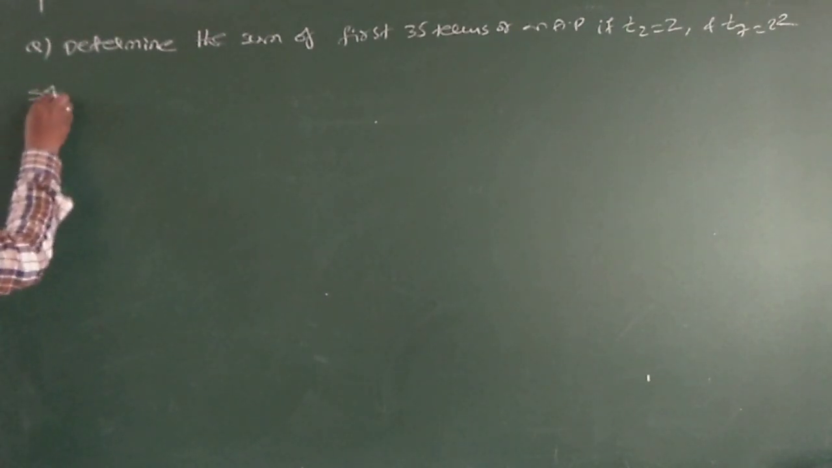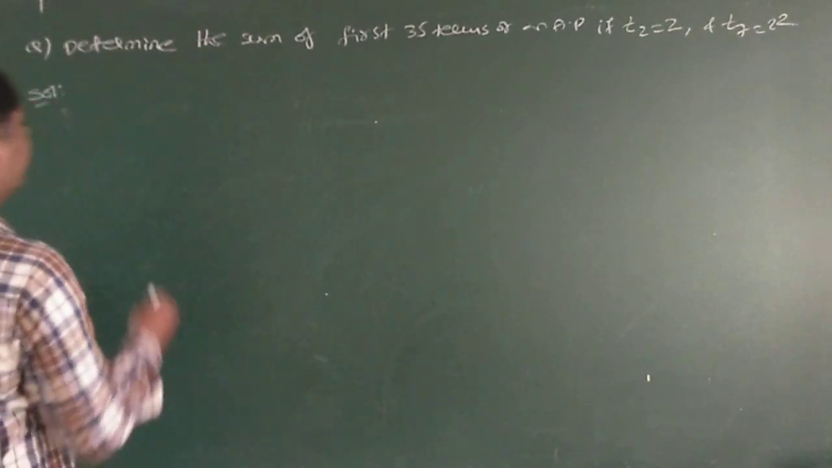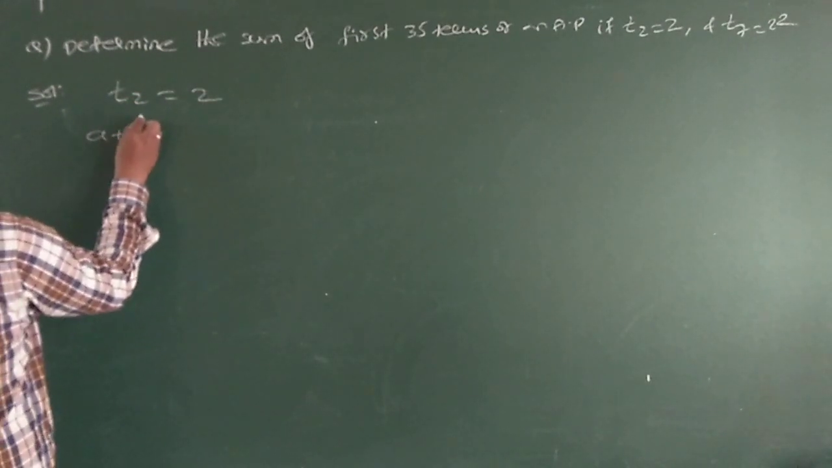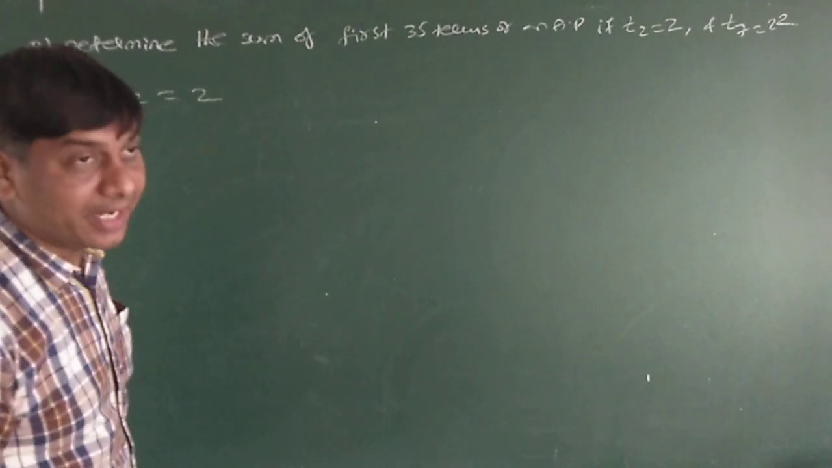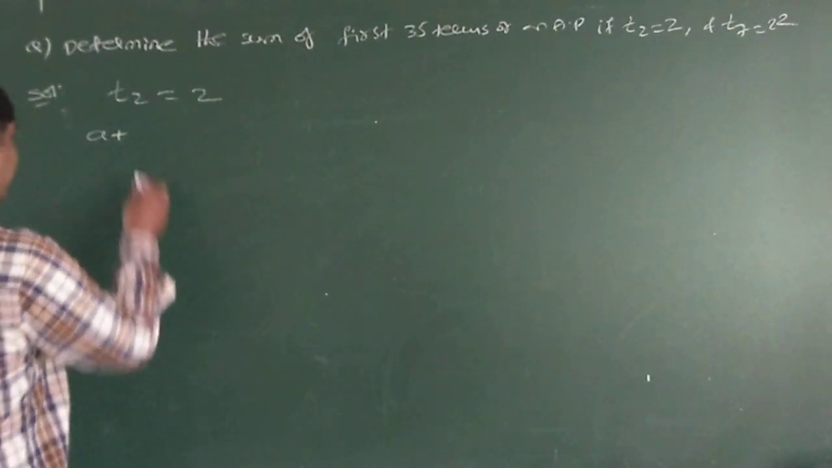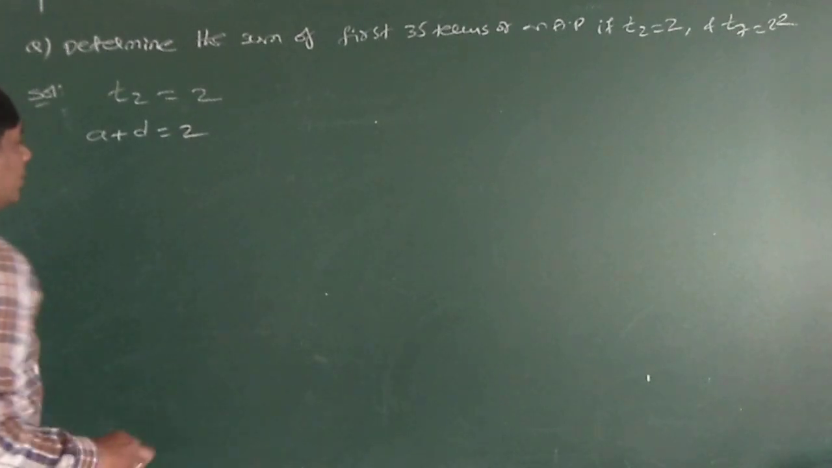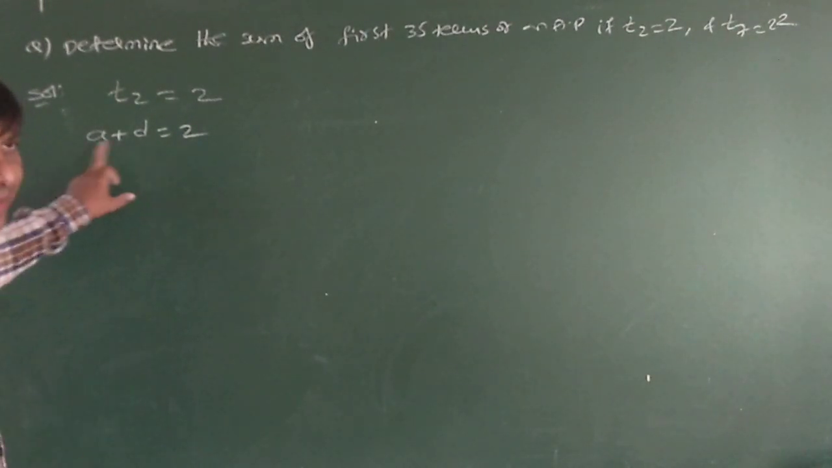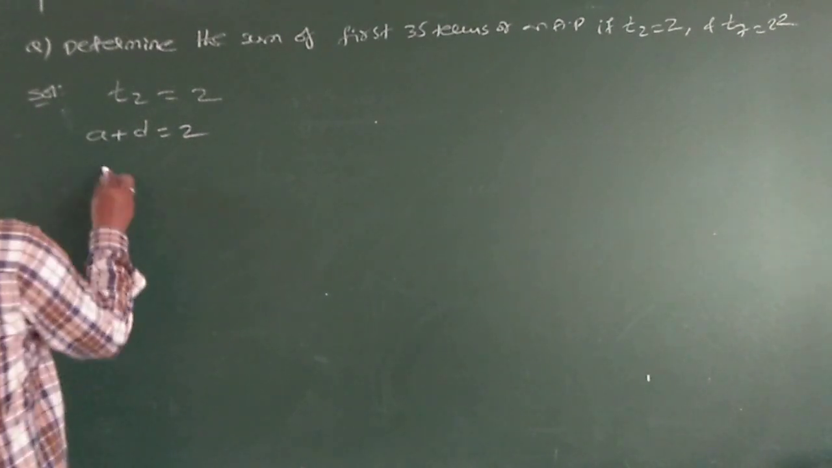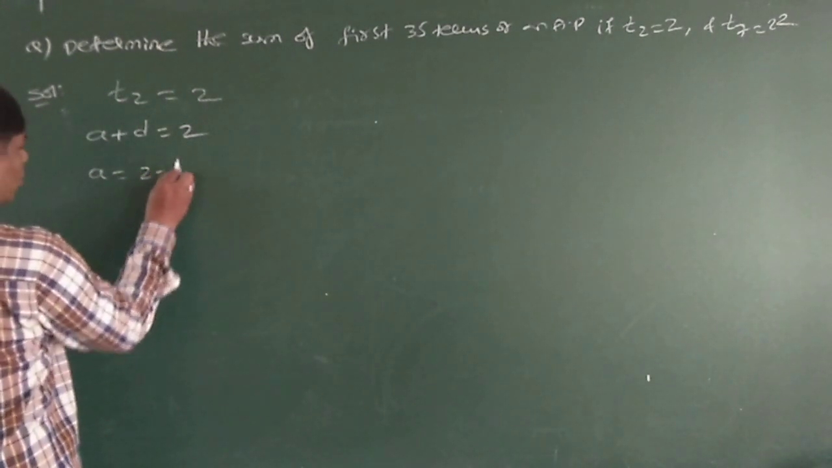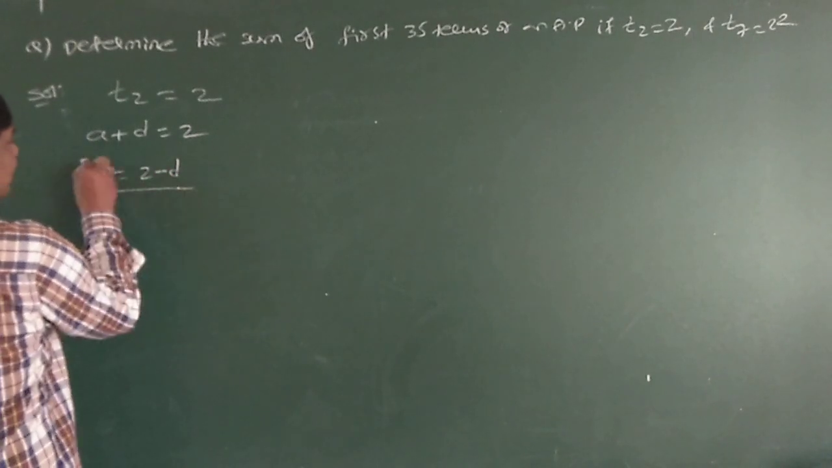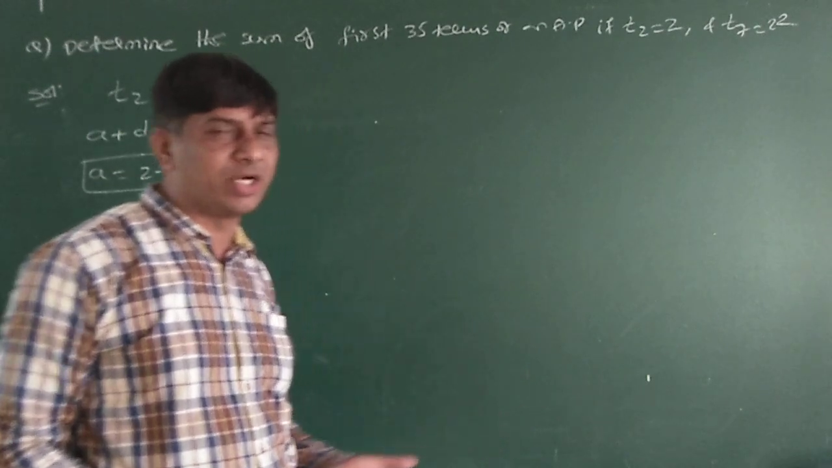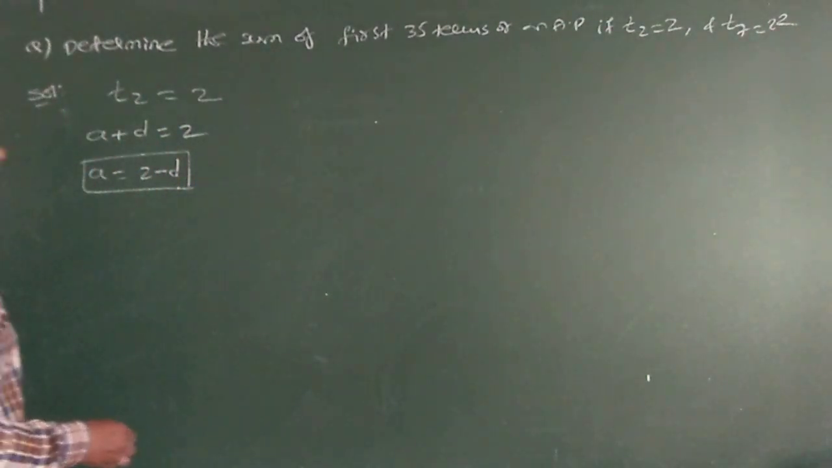First of all, what is given here? T2 is equal to 2 is given. T1 is a, so T2 is a plus d. a plus d is equal to 2. Do you have the a value? Do you have the d value? Both are not there, both are unknown quantities. So a is equal to 2 minus d. I converted a in terms of d, because there are two unknown quantities now.